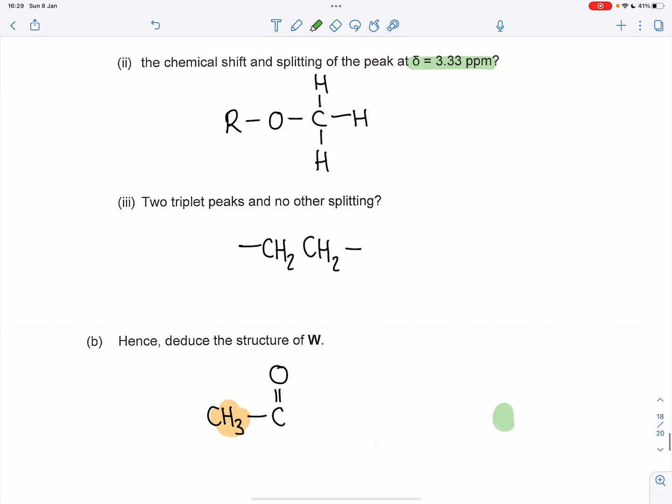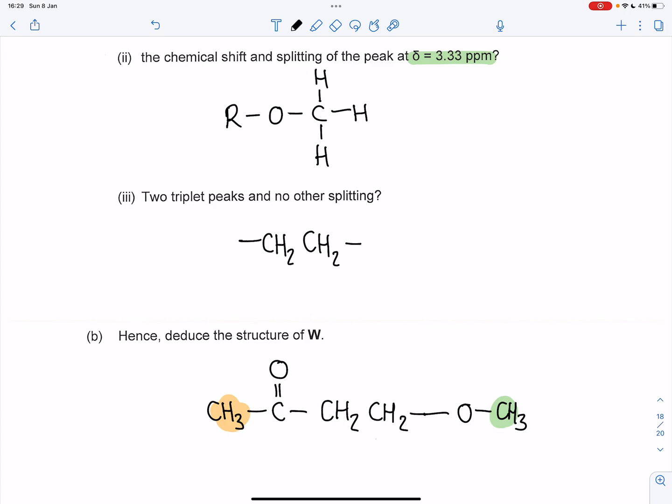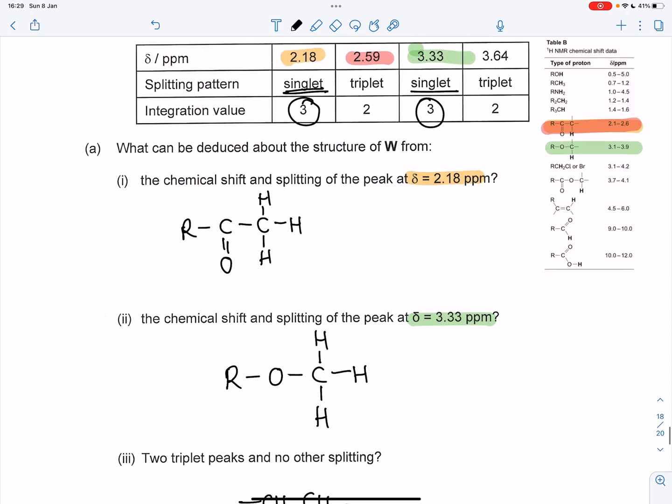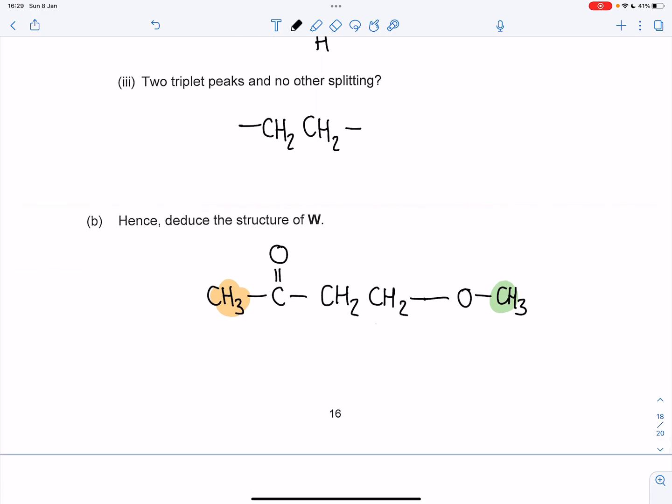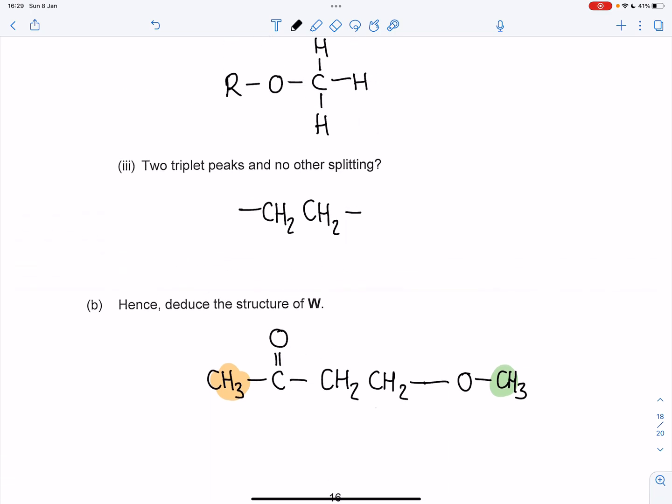So at the other side, we know we have a CH3 that's next to an oxygen. And in the middle, we've been told that we have 2 CH2s from our triplet. Does that give us everything we need? 1, 2, 3, 4, 5 C's, 10 H's and 2 O's, it does. So we've managed to very quickly pull together the structure of compound W.